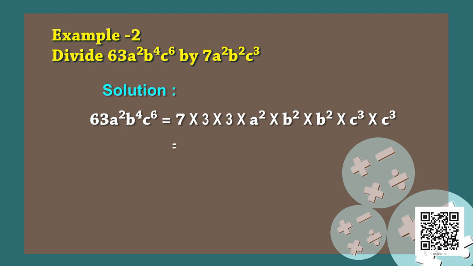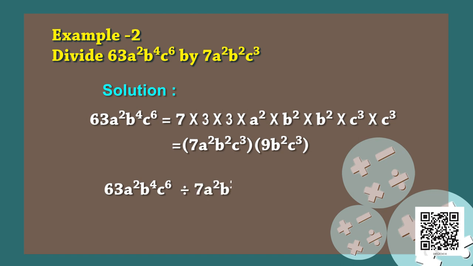Therefore, let us take 7 a square b square c cube as one group, then we get 7 a square b square c cube into the remaining product, which is 9 b square c cube. Therefore, 63 a square b to the power of 4 c to the power of 6 divided by 7 a square b square c cube is equal to 9 b square c cube. In this way, by identifying the common factors which are exactly equivalent to the denominator of the given division, we can get the cancellation and hence we can find the division of those algebraic expressions. So, I hope you understand this method.